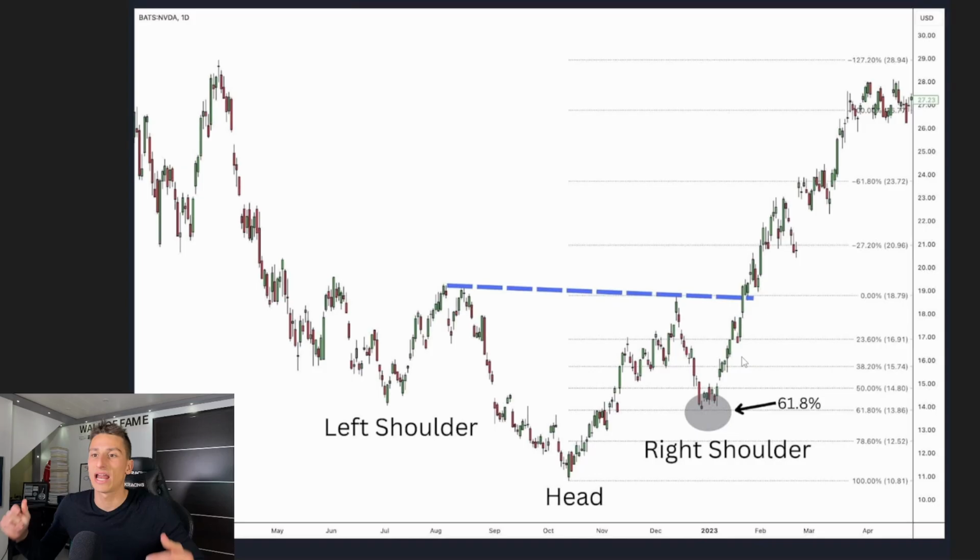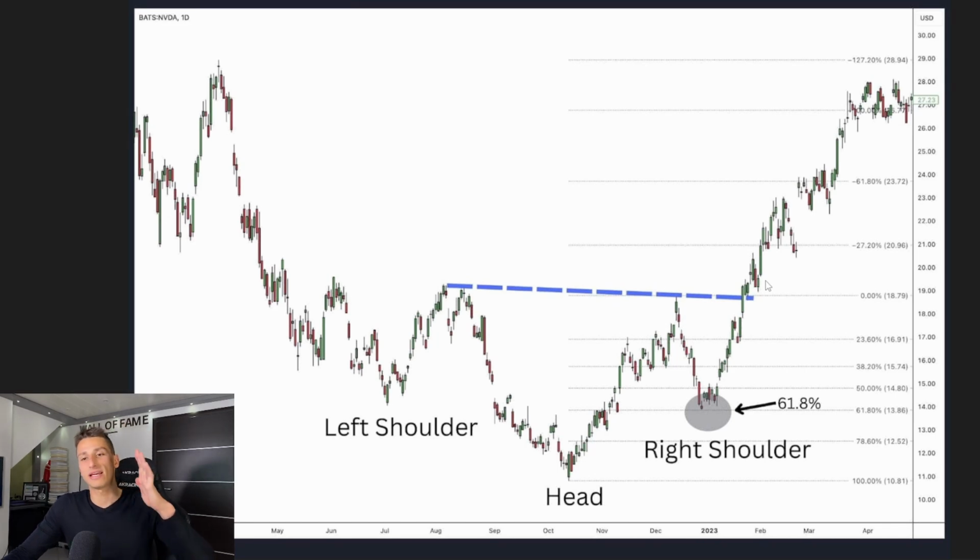Volume should decline from left shoulder to right shoulder, and it means that selling is exhausting itself. The neckline breakout should spike in volume, and it means that institutional buying is confirmed. A low volume breakout means that you need to be careful and cautious about it, possible false breakout.